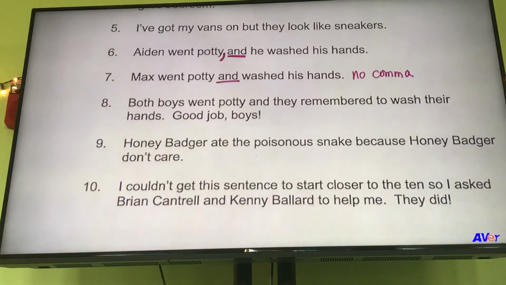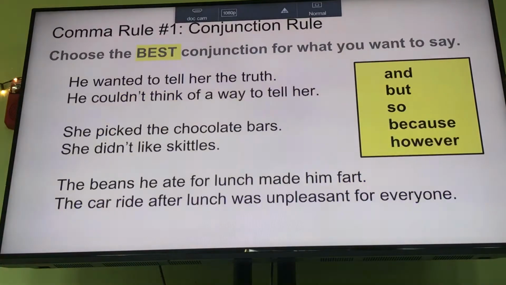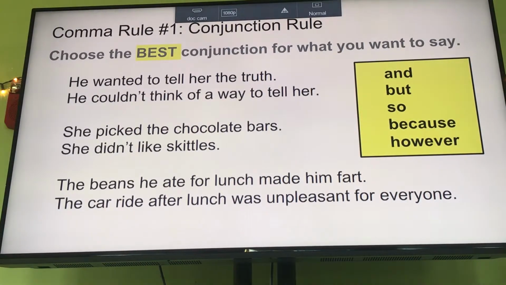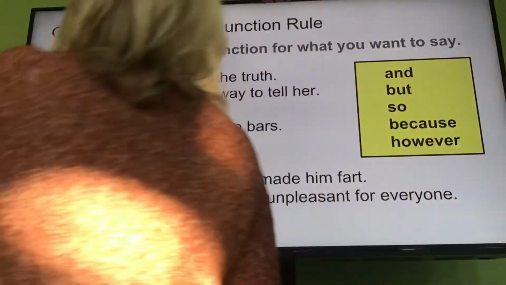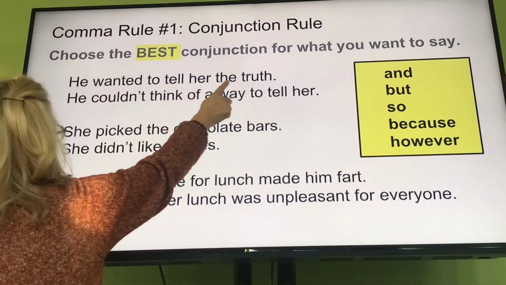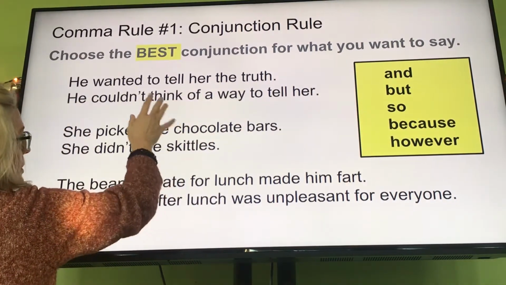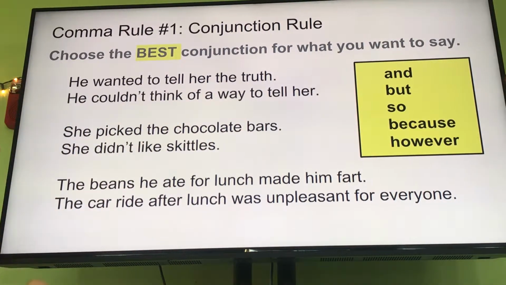All right, so once you get done with this, then you go back to this practice. Here you have complete sentences. Okay, so these are all going to fall under the rule number 1, conjunction rule. So you want, he wanted to tell her the truth, and you've got, he couldn't think of a way to tell her. These are both complete sentences, but we want to combine them into a compound sentence using a conjunction.